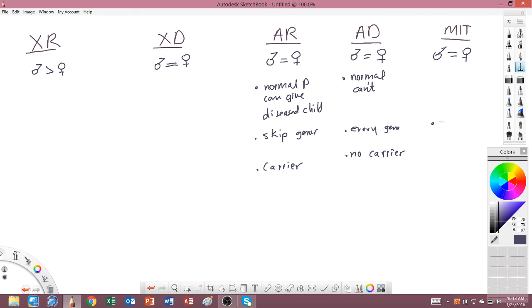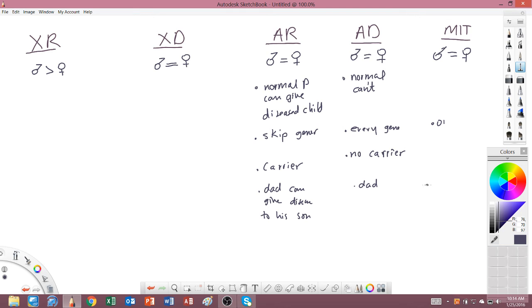Mitochondrial diseases, let's go here. Okay. In autosomal recessive disease, dad can give the disease to his son. In autosomal dominant, same thing. In autosomal recessive, for a dad to give you a disease, mom must at least be a carrier, right? So you have to get both copies, one from each parent.